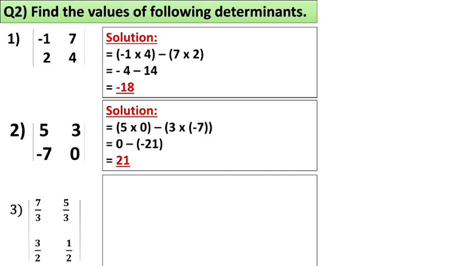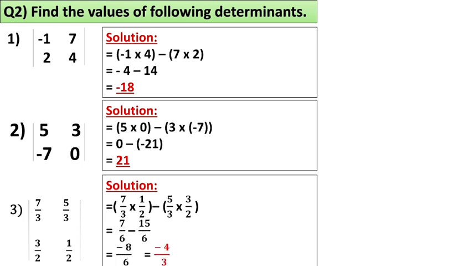Now the next one is given 7 upon 3, 3 upon 2, 5 upon 3 and 1 upon 2. Same way here we will solve 7 upon 3 multiplied by 1 upon 2 minus 5 upon 3 multiplied by 3 upon 2. So here what we will do? Numerator will multiply by numerator and denominator will be multiplied by denominator. So 7 1 is 7 and 3 2 is 6. 5 3 is 15 and 3 2 is 6. Now denominator is same. Then we can subtract 15 from 7. 7 minus 15 upon 6. So what will we get? We got -8 upon 6. So both the numbers come in the table of 2.